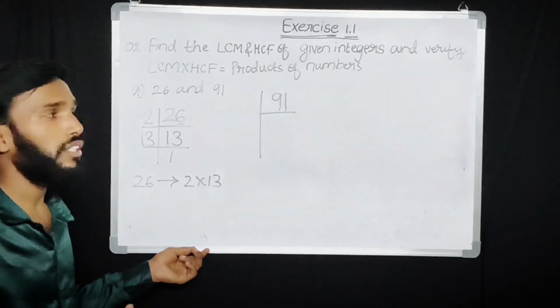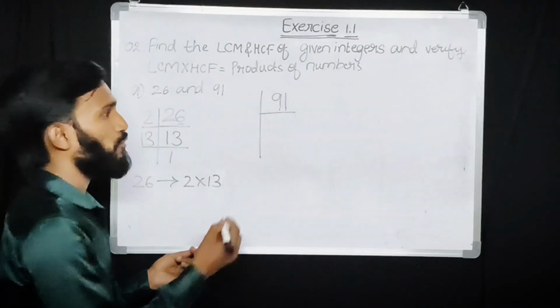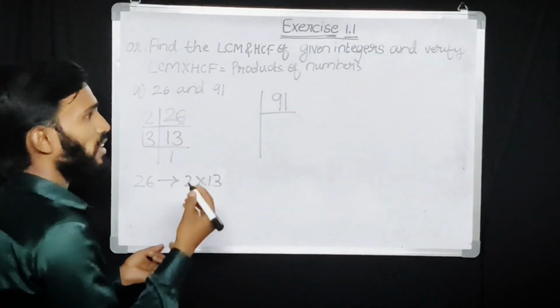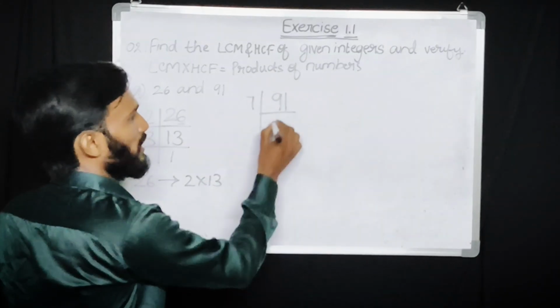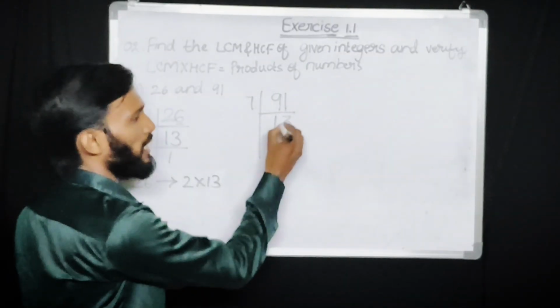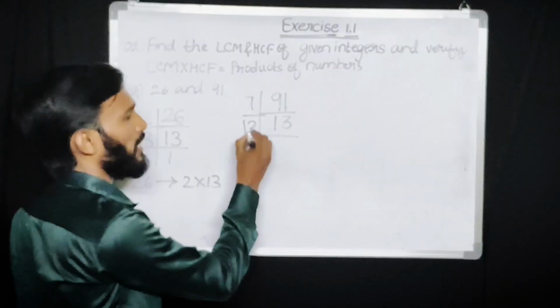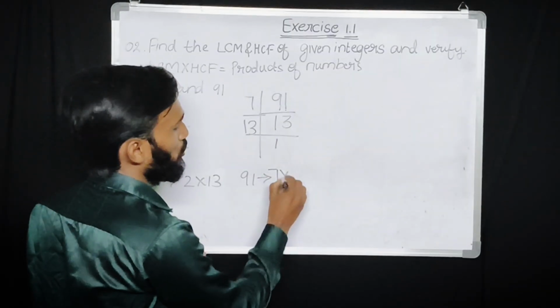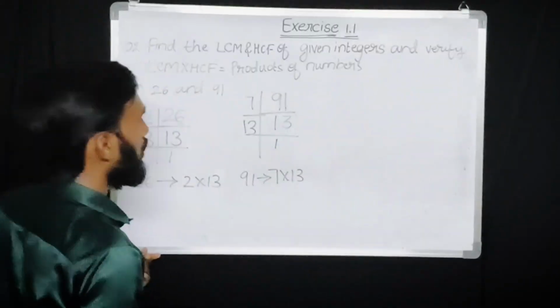Next, 9 minus 2, then subtract that doubled number from the remaining part. 9 minus 2 is equal to 7. So it is divisible by 7. So in the 7 table, 91 comes 13 times. How many times? 13 times. Again, in the 13 table, 13 comes 1 time. So 91 is 7 into 13.